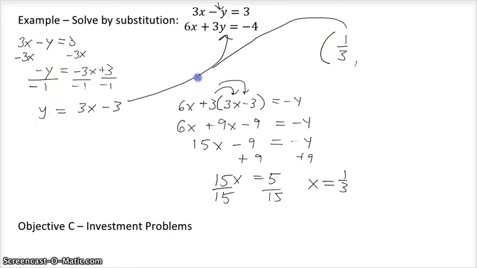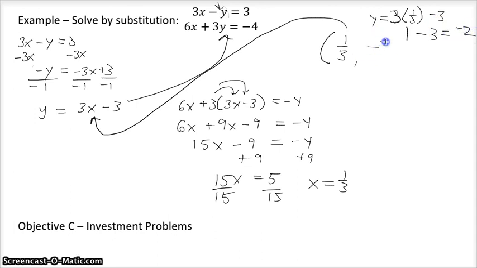So now I got to substitute it back into this equation here. Doesn't matter which one I pick, but I'm just going to pick the one we solved for. So y is equal to 3 times a third minus 3. So 3 times a third is 1, minus 3. That's negative 2. So my ordered pair is 1/3 comma negative 2.